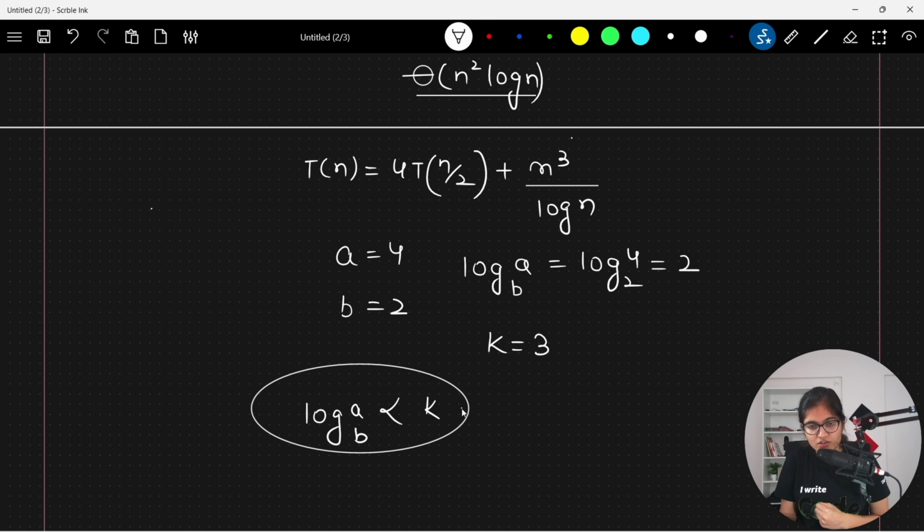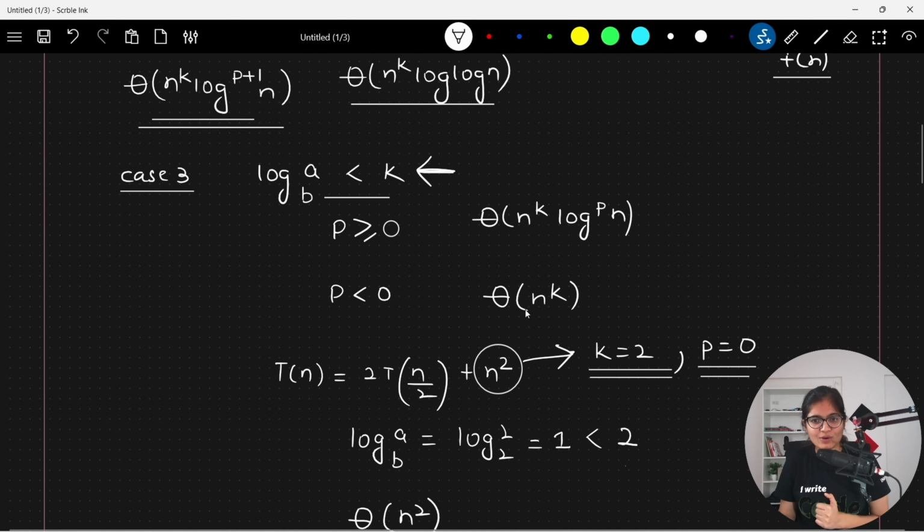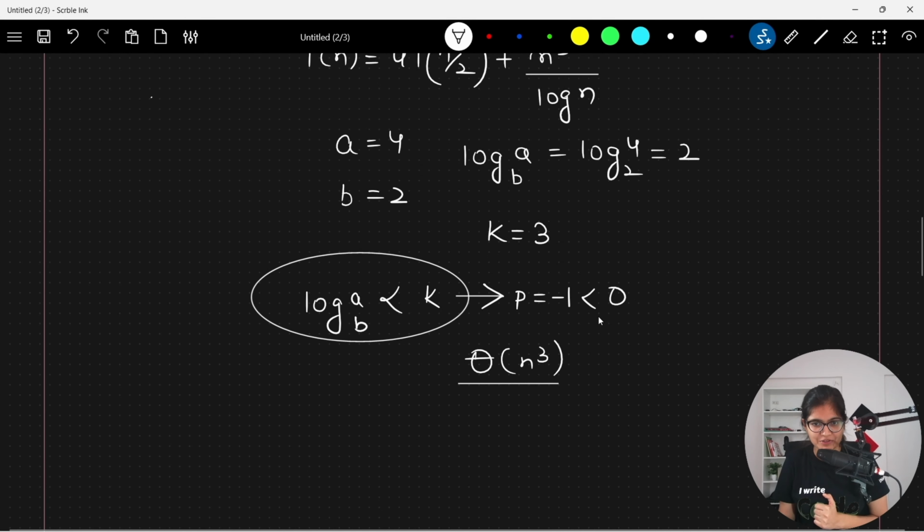In this particular case also, what you can see is that it is falling under case number 3. But here the value of p is equal to -1, which is less than 0. So what you need to do is just forget the below portion that is written. You can directly take the value of n cube. That's it. Theta of n cube or big O of n cube. So it is saying take the value as n to the power k. That's what I am saying here.